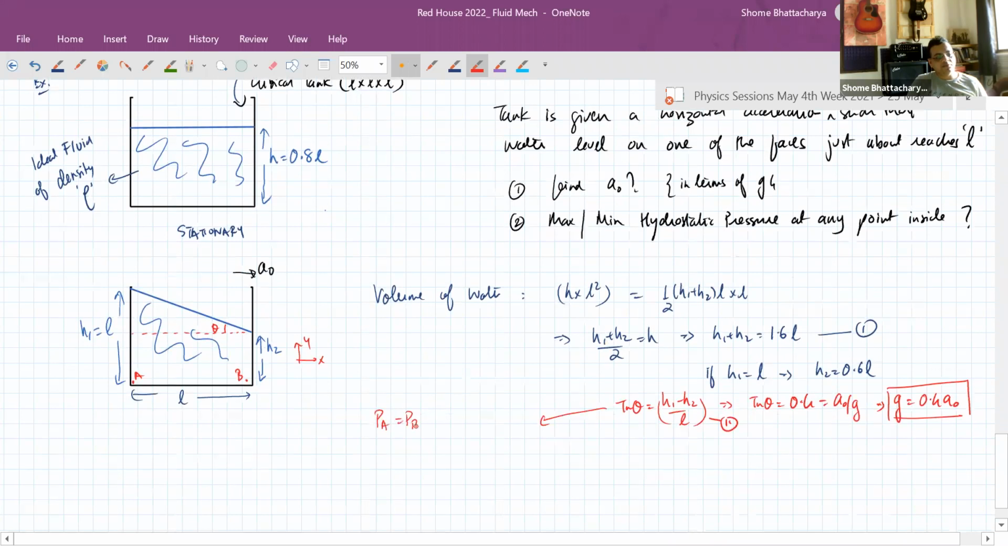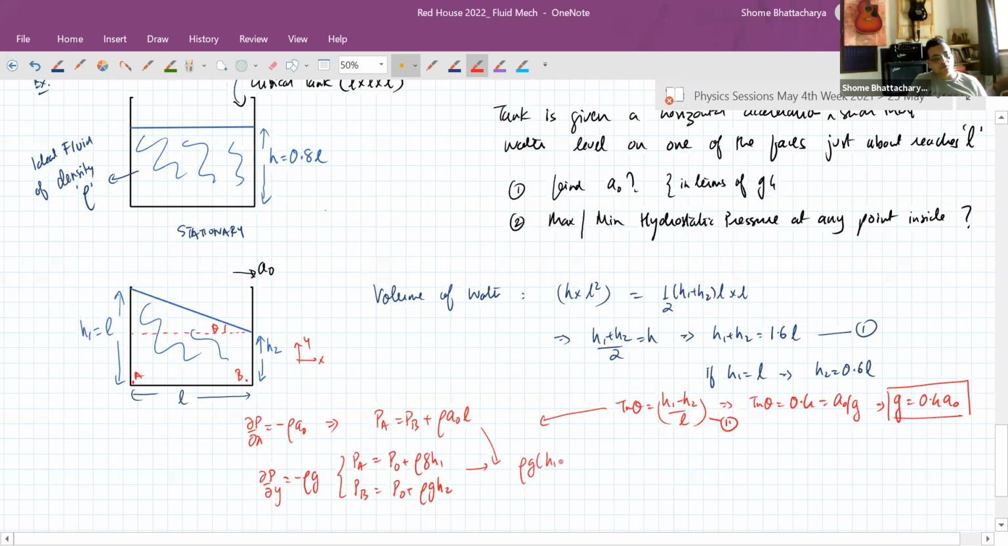That pressure at A will be equal to pressure at B plus rho a naught L, because del P by del x is equal to minus rho a naught. And pressure at A should be equal to P naught plus rho g h1. Pressure at B should be equal to P naught plus rho g h2. So now from these equations, you can see that you can get this directly. So there's an alternate way of coming to this result directly.